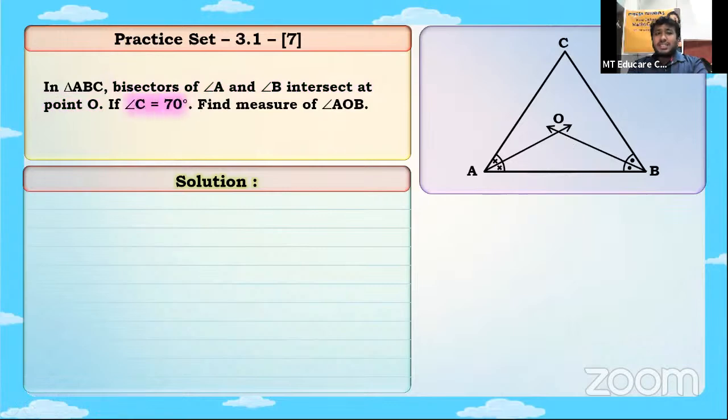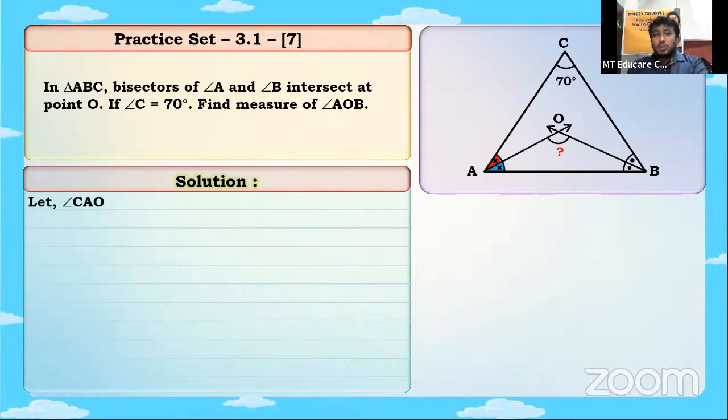If measure of angle C is 70 degrees, we are supposed to find the measure of angle AOB. So how will you get AOB? Let us understand that. Students, in the second chapter we have learned that in any sum, when you see more than one angle bisector, the equal angles are denoted by variables. The two equal angles are denoted by a variable, which will make your sum simpler.